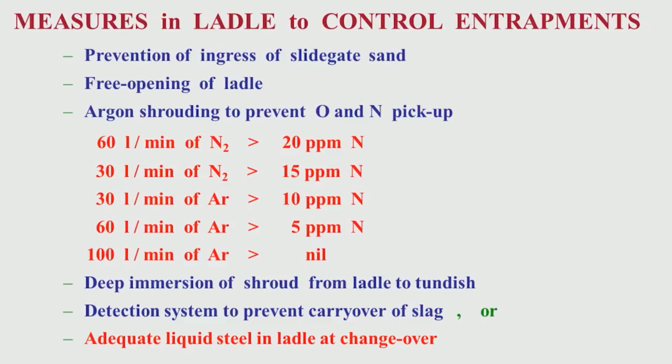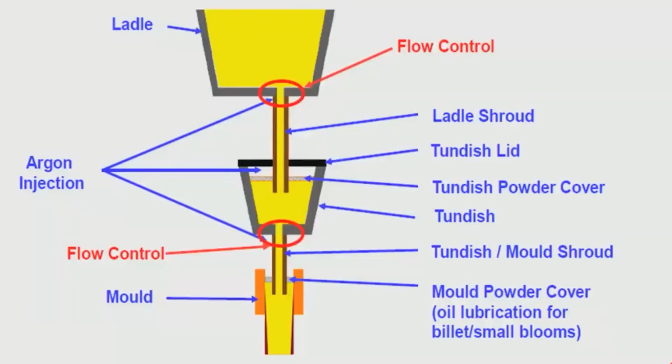So, as I was telling, this is the level of oxygen flow which is necessary to control oxygen and nitrogen pickup when liquid steel is coming down from the ladle to the tundish. Again, deep immersion of the shroud from ladle to tundish is necessary. Then another important thing: liquid steel is coming down from the ladle to the tundish, and from the tundish again it will come down to the mold.